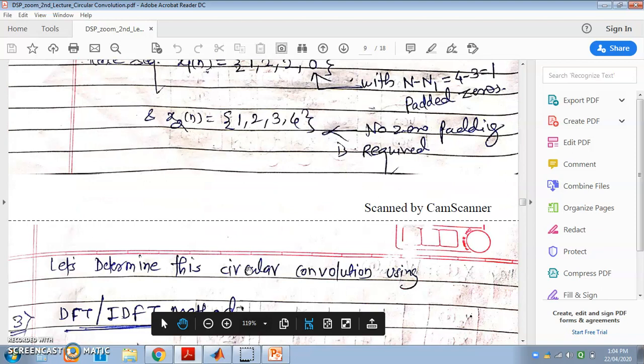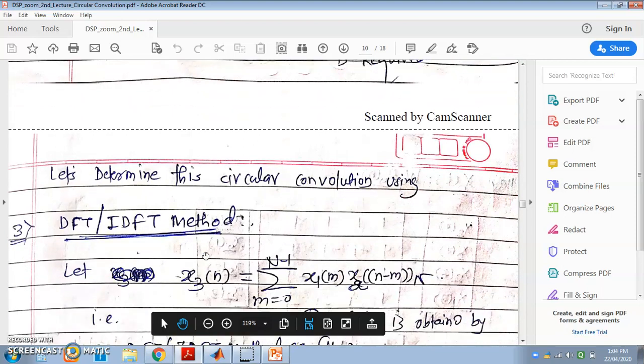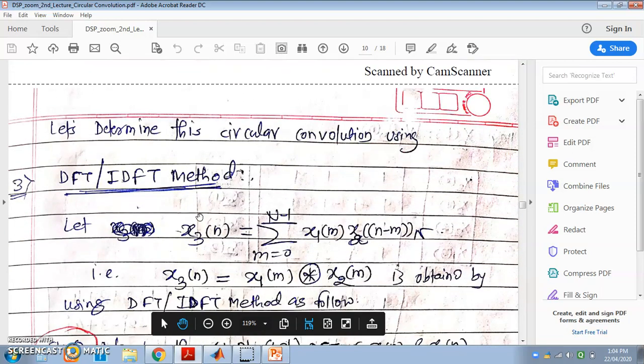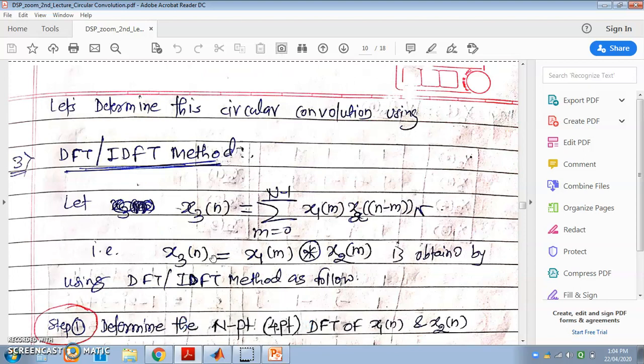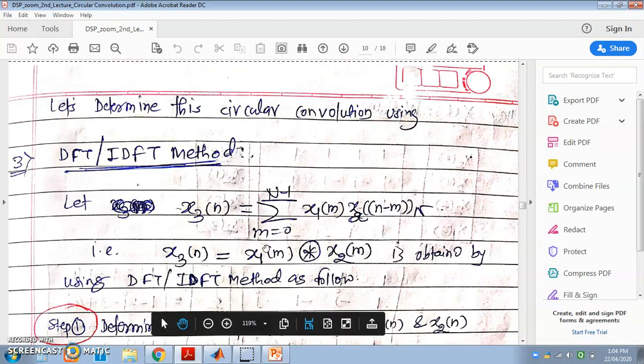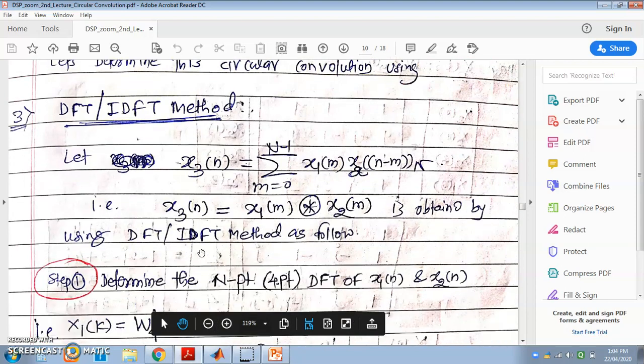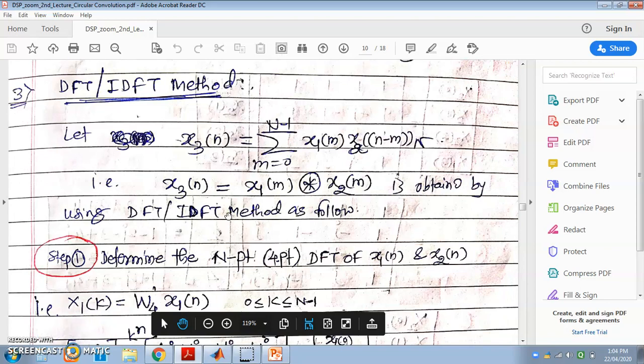We have different methods to determine the circular convolution that we have already studied: the DFT, IDFT method, then the analytical method, matrix method, and the graphical method. If we consider the DFT, IDFT method, then the circular convolution between the two sequences x1 of n and x2 of n, which is equal to x3 of n, can be obtained by using the DFT IDFT method.